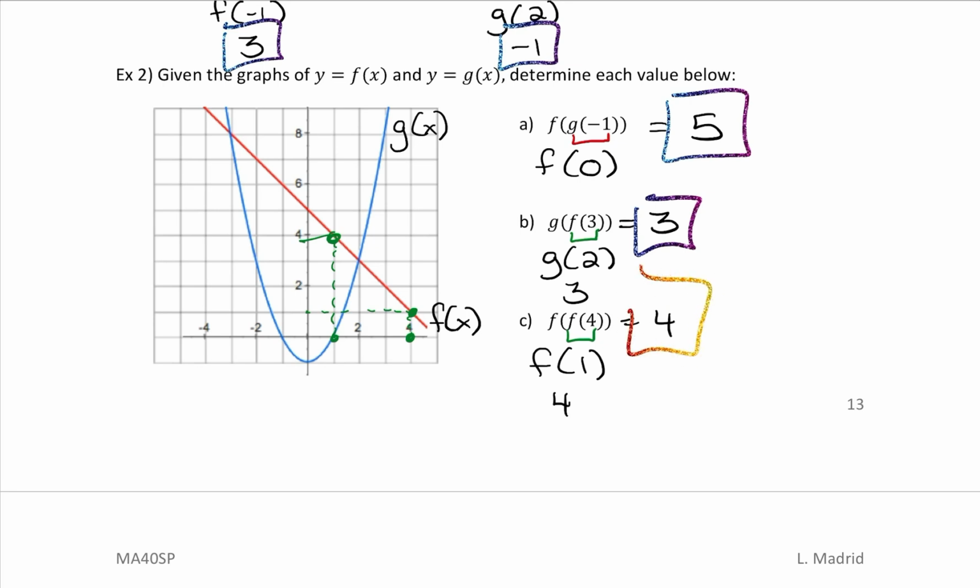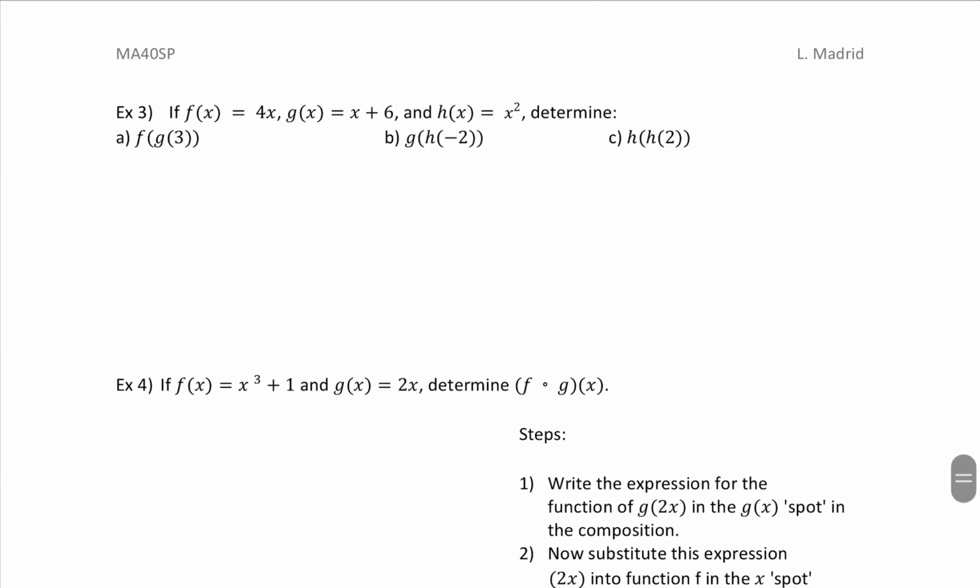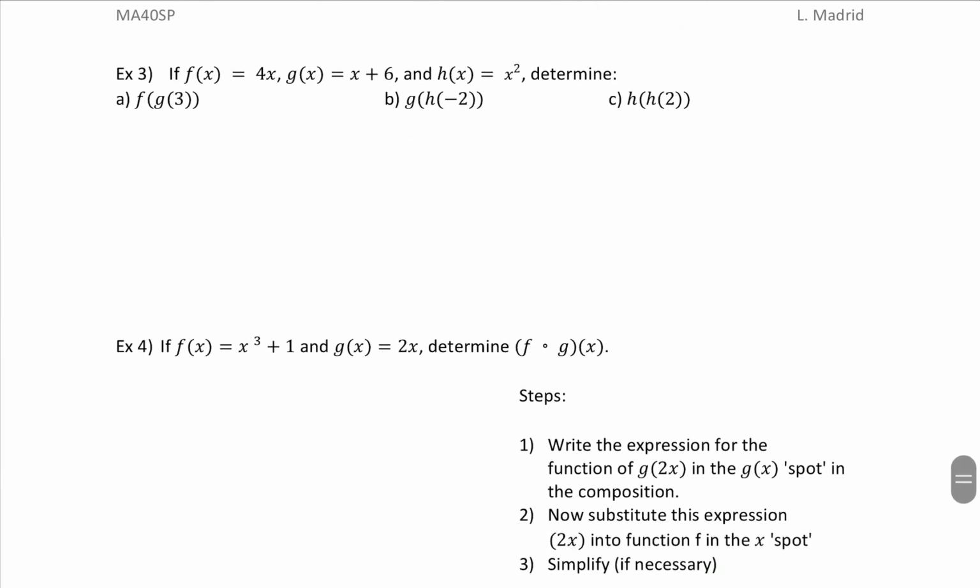All right, now let's start working a little bit with equations. If f of x equals 4x, g of x equals x plus 6, and h of x equals x squared, determine. So we're going to start with the inner function. Okay, so for our inner function, we're using g of x, which means that in this function here, all we're doing is changing all of our x values to 3. So g of 3 is 3 plus 6, which means g of 3 is 9.